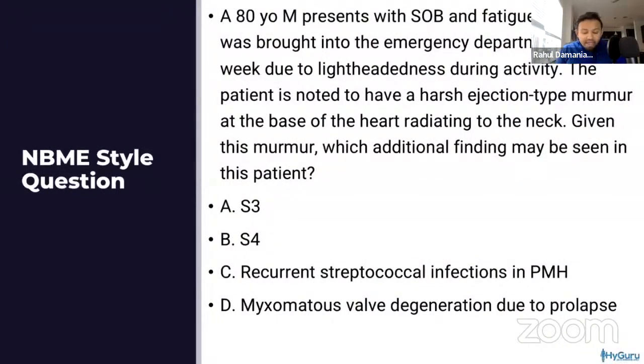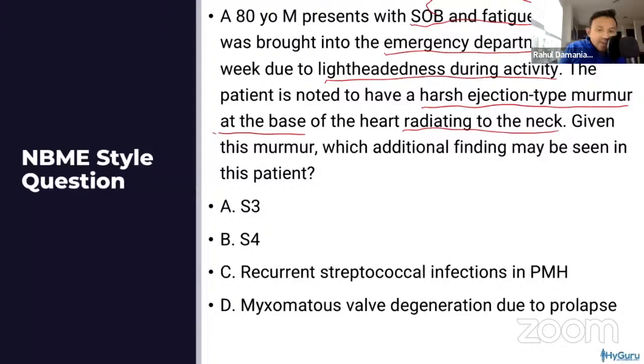Our first question: an 80-year-old male presents with shortness of breath and fatigue. The patient was brought into the emergency department last week due to lightheadedness during activity. The patient is noted to have a harsh ejection type murmur at the base of the heart radiating to the neck. Given this murmur, which additional finding may be seen in this patient? A, S3, B, S4, C, recurrent streptococcal infections, D, myxomatous valve degeneration due to prolapse. What do you all think the answer is here?